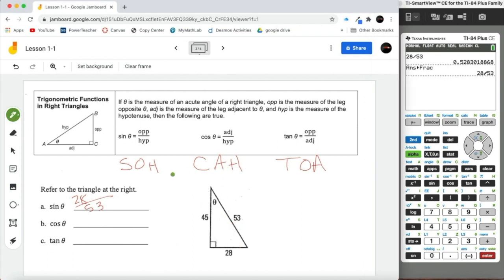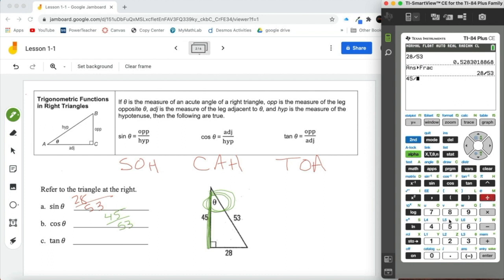To do the cosine of theta, cosine is adjacent over hypotenuse, so again, focusing all our attention on this theta. Adjacent to that means it's touching it, and it's not the hypotenuse, is 45 over the hypotenuse, which is 53, so 45 over 53, and that also will not reduce. 45 divided by 53, enter, math, enter, does not reduce.